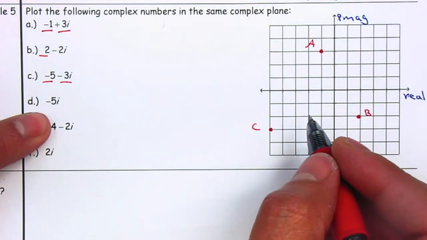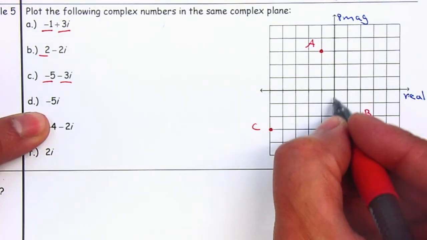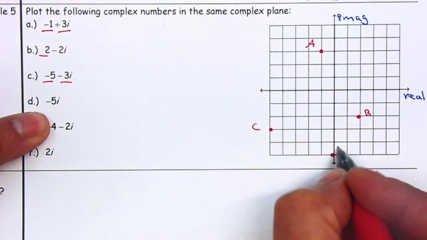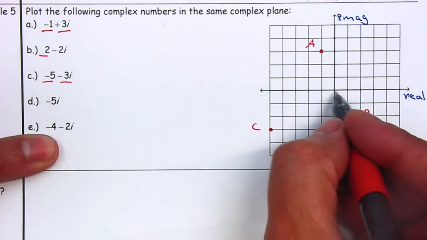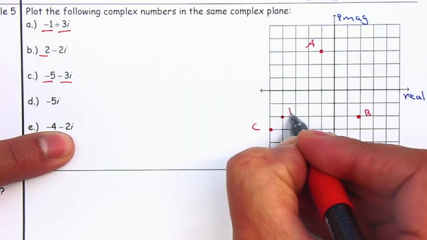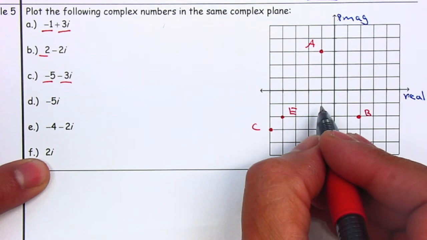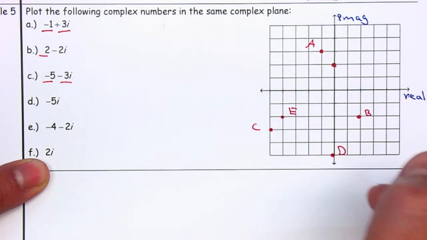Letter D, there's no real part, so I must stay there. Imaginary is negative 5. Letter E, negative 4 is the real part. Imaginary is negative 2. And the last one is positive 2i. There's no real part, so it's just the imaginary number, which is letter F.